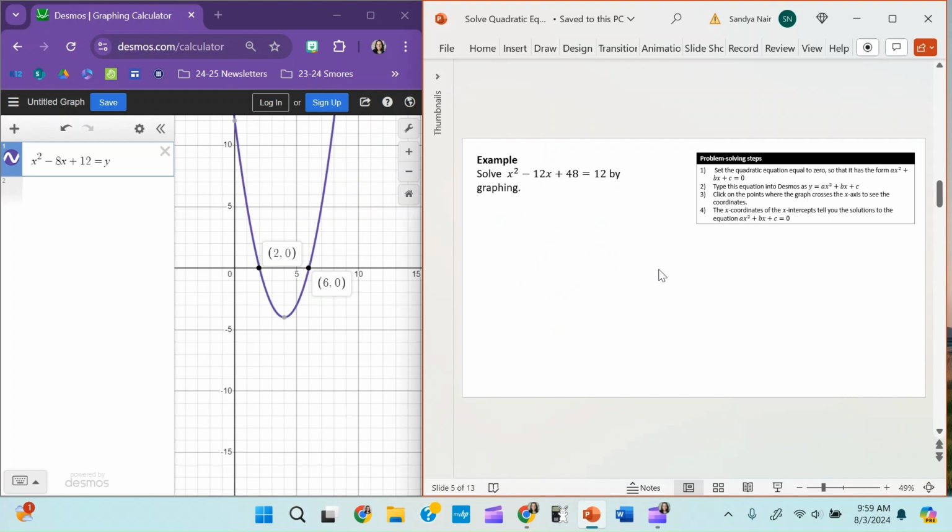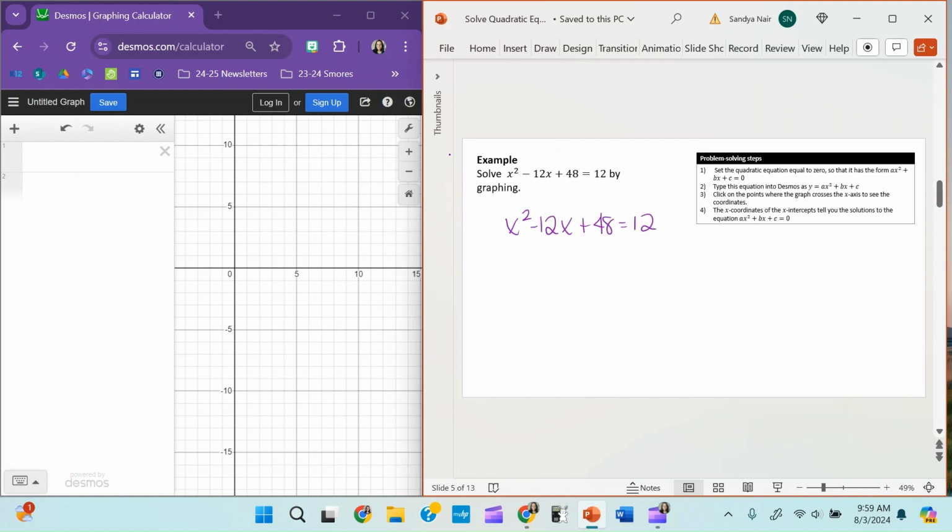So let's suppose we want to solve x squared minus 12x plus 48 equals 12 by graphing. Once again, we don't have a quadratic that's set equal to 0, but we can fix that using some algebraic steps. So I'm going to subtract this 12 from both sides. And when I subtract 12 from both sides, I get x squared minus 12x plus 36 is equal to 0. Now, once again, I'm going to type this into Desmos.